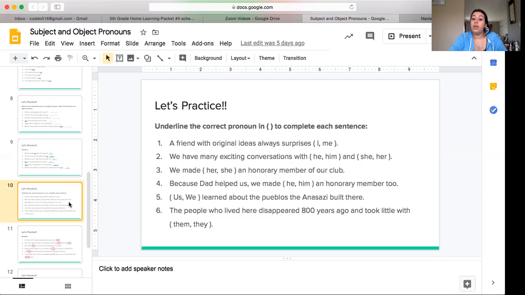Number 5, blank learned about the pueblos the Anasazi built there. Is it us or we? And number 6, the people who lived here disappeared 800 years ago and took little with blank. Is it them or they?